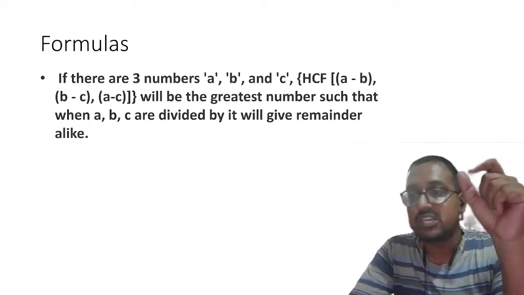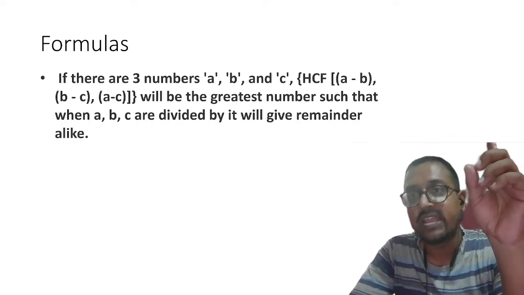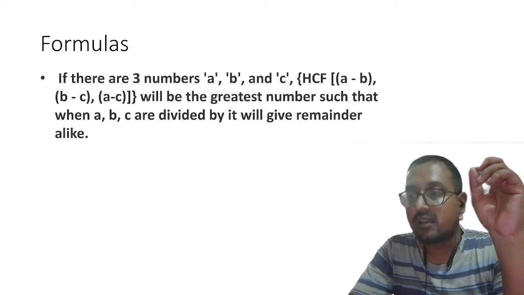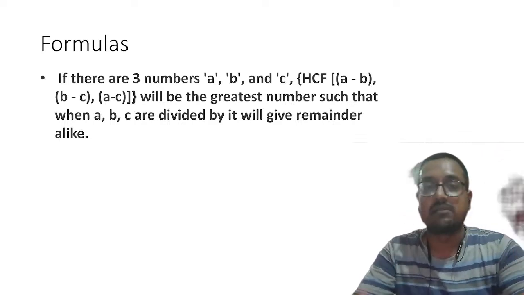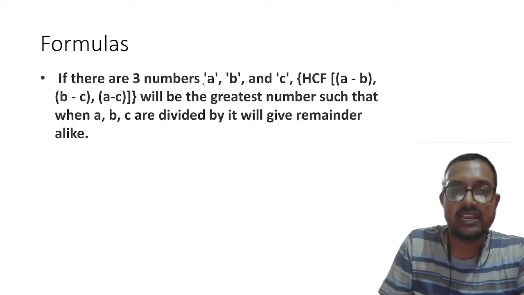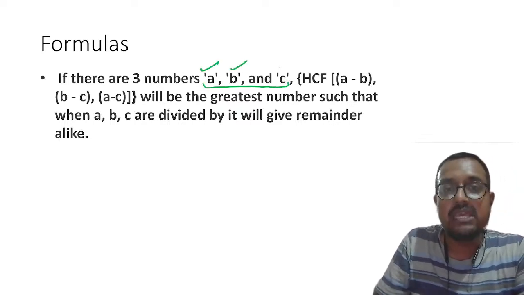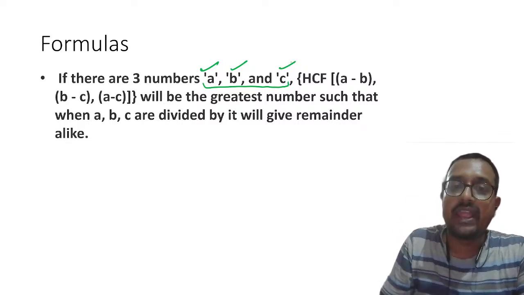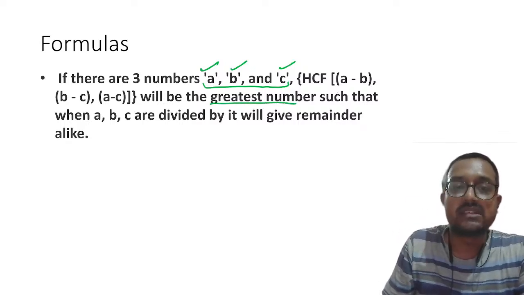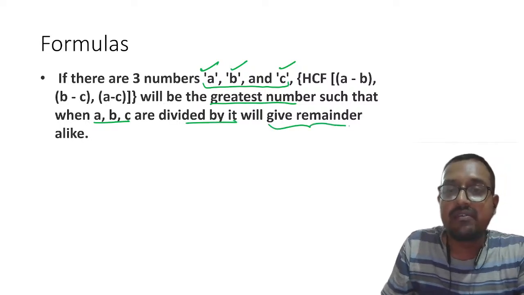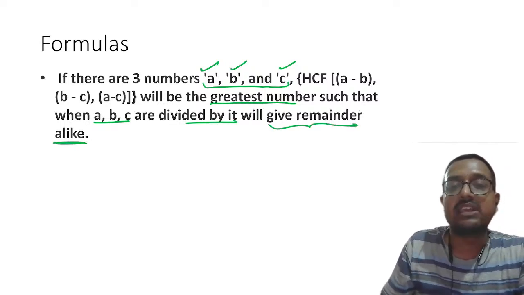Now my dear students, I am going towards one of the most asked questions, and it may be asked, if not in UPSC. UPSC has also asked this kind of question in 2009 or 11, but please remember, this is one of the favorite questions of other exams, and it can also be asked in UPSC. So suppose there are three numbers, A, B and C. You have to find the greatest number such that when A, B, C are divided by it, it will give the same remainder.